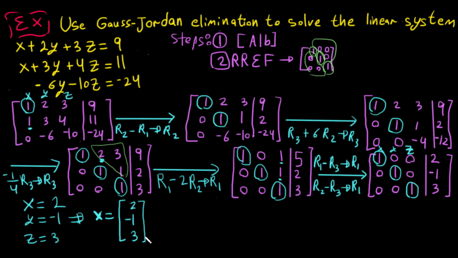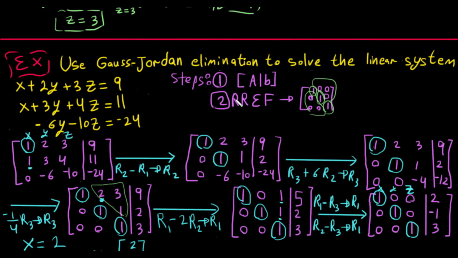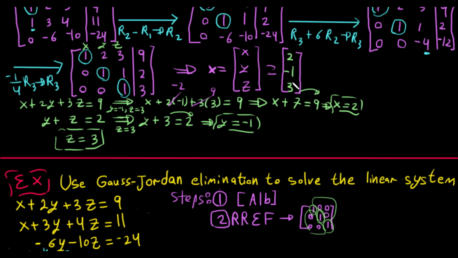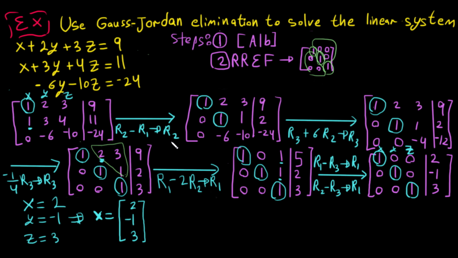If we want to compare it with the previous one, we have the same thing, 2, -1, 3. And here we have the same thing, 2, -1, 3. That's it. See you next time.